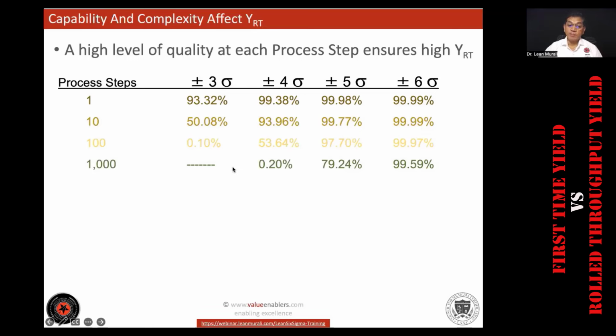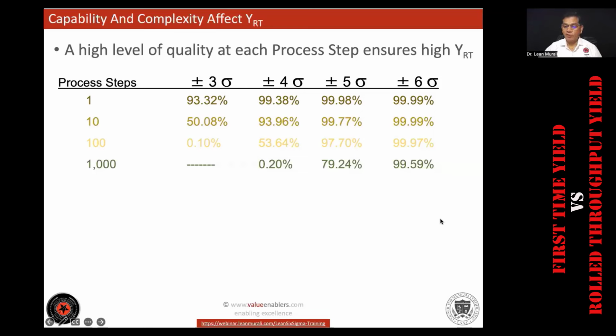Even if there are 1,000 steps, all of them will become rework. Meaning the rolled throughput yield, all of it will become like no final yield, whereas here it will still be 99.59.